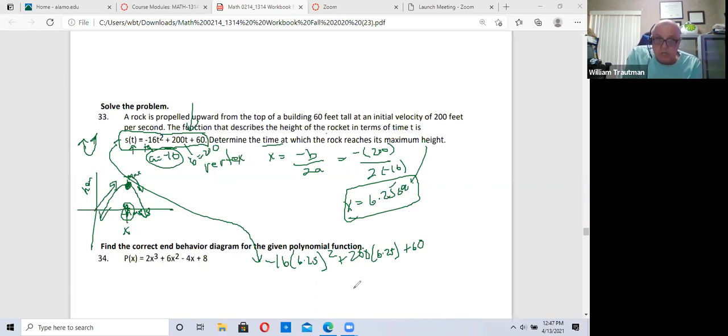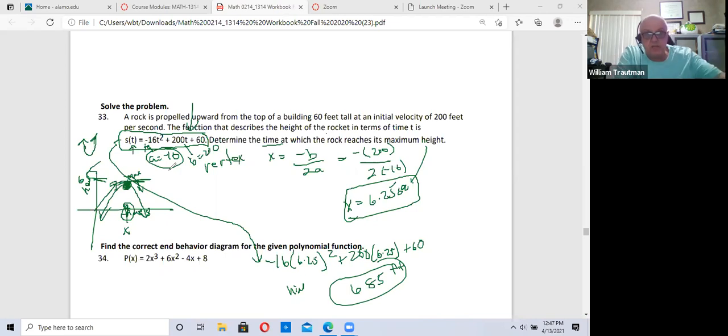the highest the rocket will go is 685 feet. That's the highest. It's at 6.25, it's right here. And the height at that is 685 feet. That's the highest point. All right.